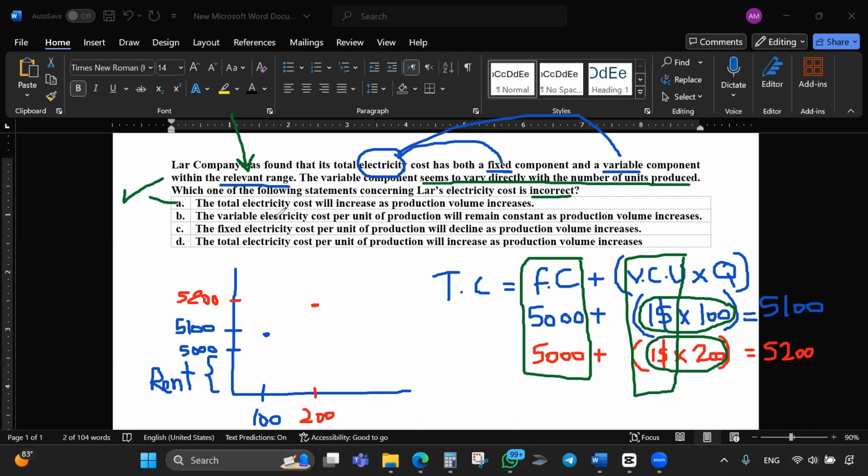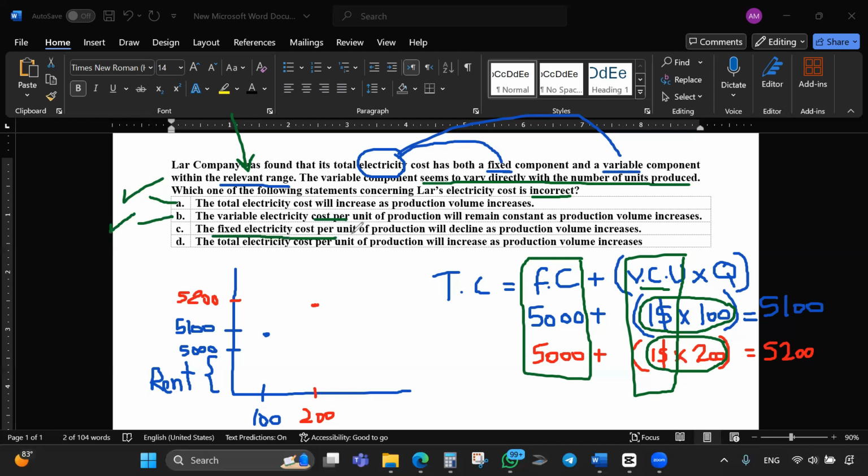Second one, the variable electricity cost per unit of production will remain constant as production volume increases. Variable cost per unit, which is $1. Remain constant? Yes, it remained constant. It's a true sentence. We are searching for a wrong one, an incorrect one. The fixed electricity cost per unit of production will decline as production volume increases. This is another correct sentence.